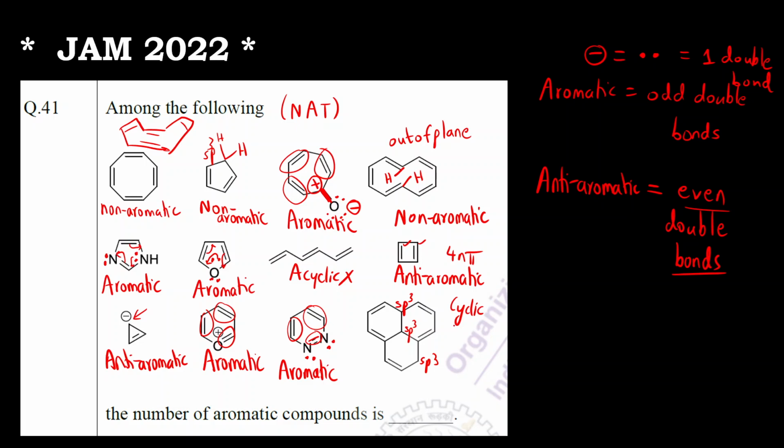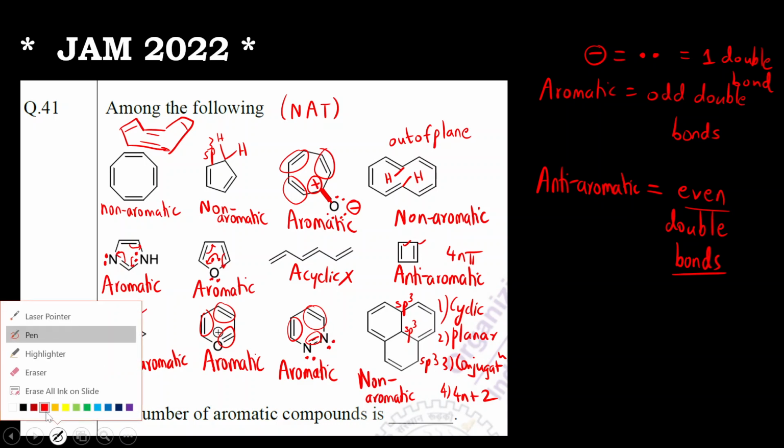Okay, what are the conditions? First, it should be cyclic. Second, it should be planar. Third, it should have conjugation. Conjugation means resonance. And fourth, it should have 4n plus 2 pi electrons. These are the conditions for a compound to be aromatic. So this is going to be non-aromatic.